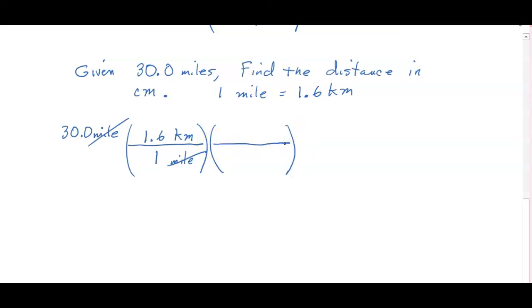To make the kilometers cancel out, I'm going to put kilometers on the bottom of my next factor. And I don't know a lot about kilometers, you know, they're a big distance, kind of like a mile. But I know the prefix kilo means that there's 1,000 meters in 1 kilometer. So I've gotten rid of my kilometers, and now I've got meters, though, which is not quite what I want. I want centimeters, but I know there's 100 centimeters in a meter because I've seen a meter stick before. So I can get rid of the meters, switch it to centimeters. I know there's 100 centimeters in 1 meter.